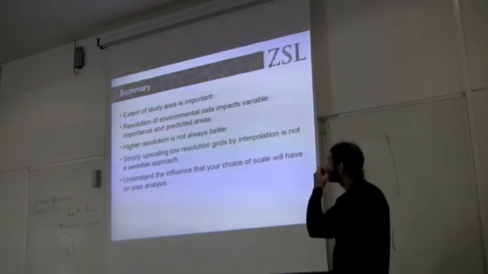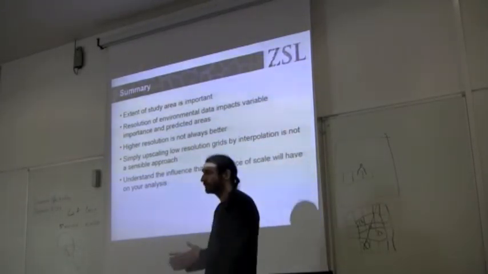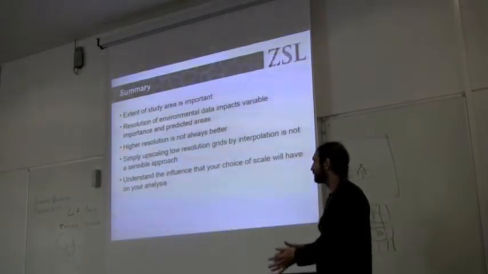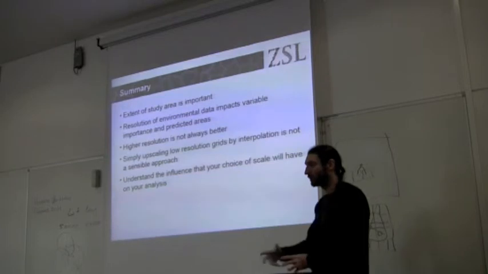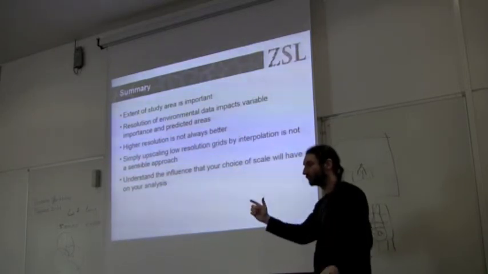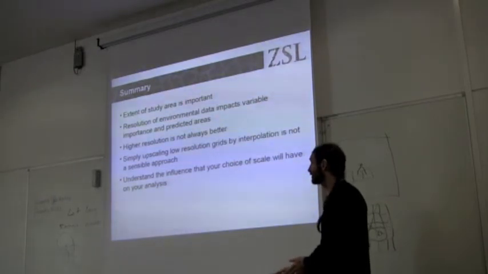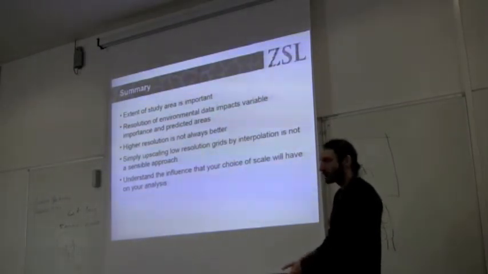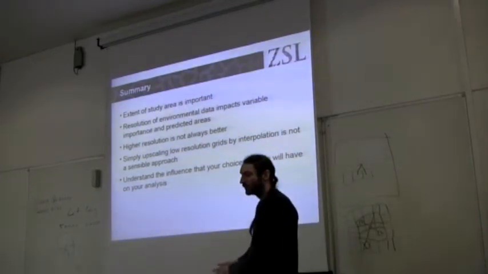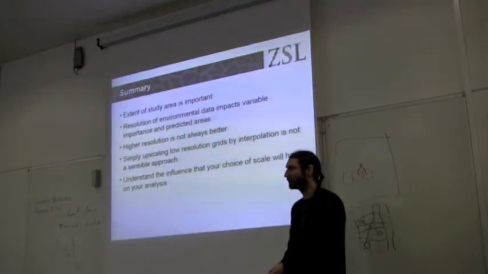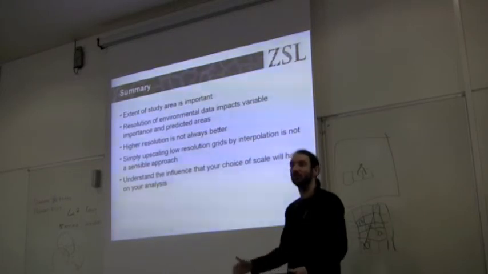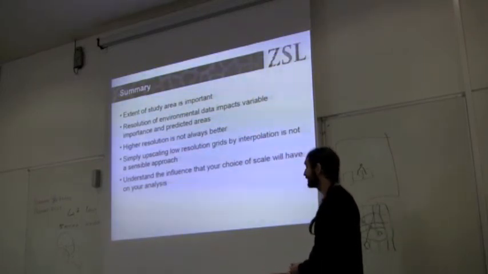Okay, so to summarise, the extent of your study area is important. We've seen that several times now. The resolution of the environmental data impacts variable importance. So which variables come out as most important might depend on the coarseness of the grid that you're using for your analysis. Higher resolution is not always better. Just because you can get a 1 kilometre grid or a 10 metre grid doesn't necessarily mean you're going to get something better out of it. It really depends on your organism, your area, and what question you're trying to ask of your data.